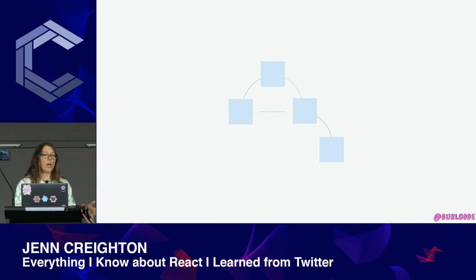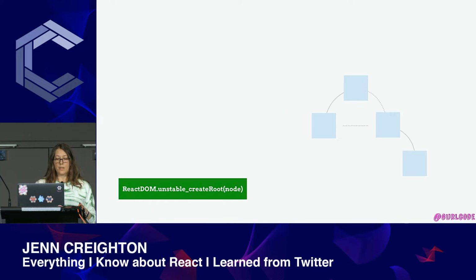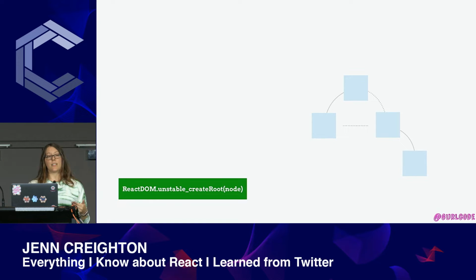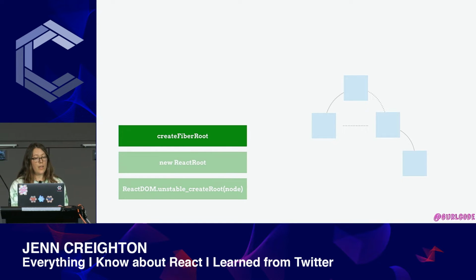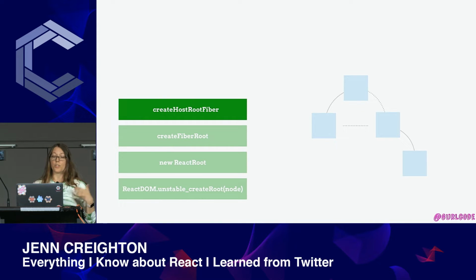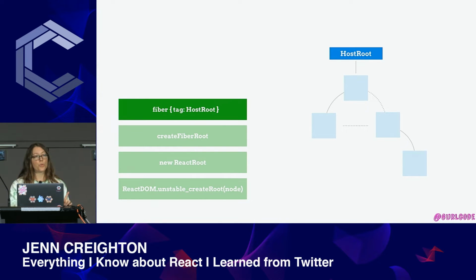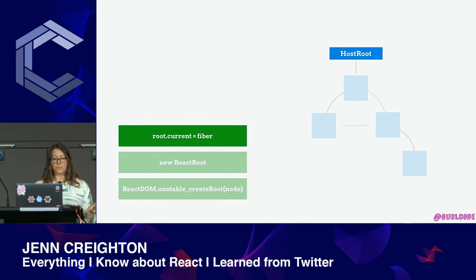Now, the first time our application renders, these fibers don't exist. So we call React DOM.unstable create root, and we're going to pass in the node that we want our application to render to. Now, that's going to call new React root. And in that constructor, it's going to call create fiber root, which then calls create host root fiber. And that function creates the first fiber, which is tagged as the host root fiber. And this fiber's job is just to host the fiber tree.